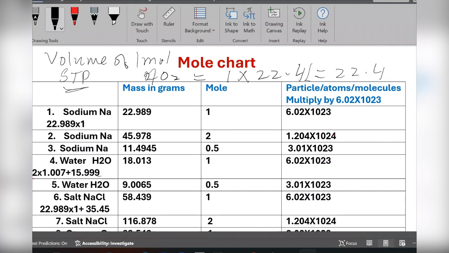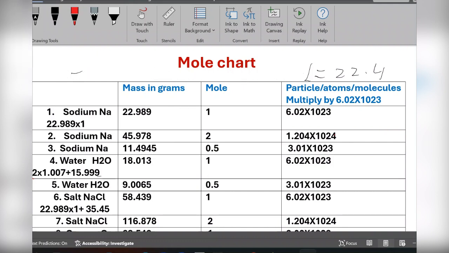Now change the question. Volume of 1 mole of H2. Again, the answer same, method is same. Nitrogen gas. Any gas is always 22.4 liters. So this is about stoichiometry. This is about mole, mass, atoms, particles, or molecules conversion.